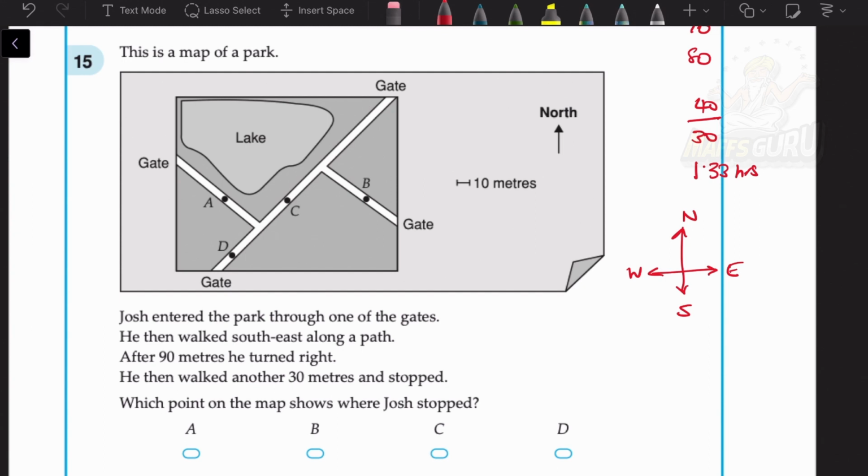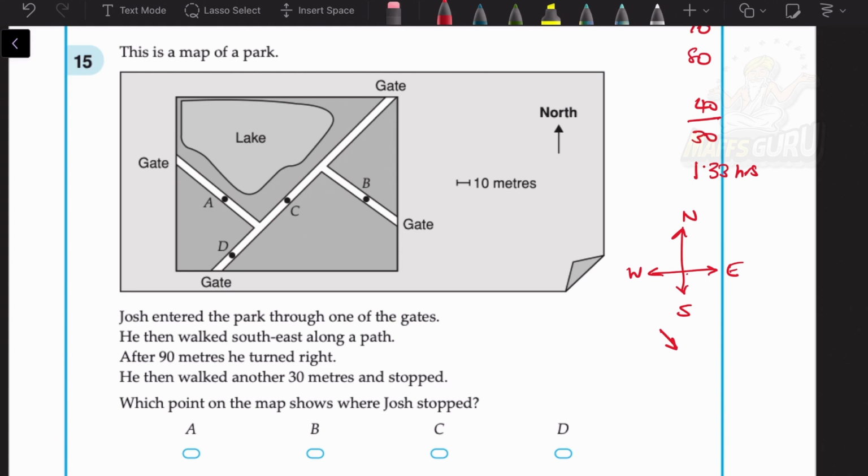Anyway, so Josh enters the park through one of the gates. He walks southeast along a path. Well, southeast is that way. He walks something like 90 meters, then he turns right. He then walks another 30 meters and stops. Which point on the map is where Josh stops?